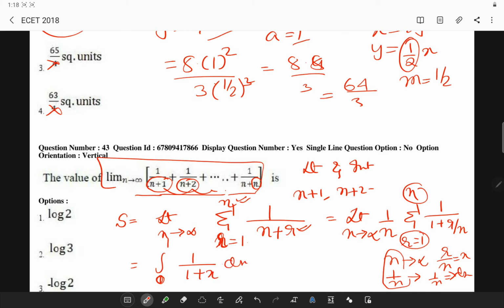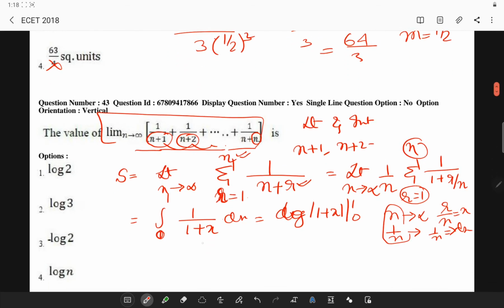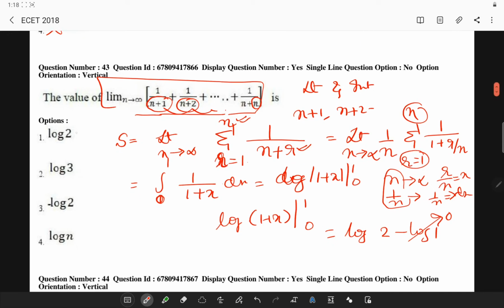So this is nothing but the integral of 1 by 1 plus x, which is log mod 1 plus x with limits 1 and 0. If you substitute the x values, it is log 2 minus log 1, and this value is 0. So I have simply the value as log 2.